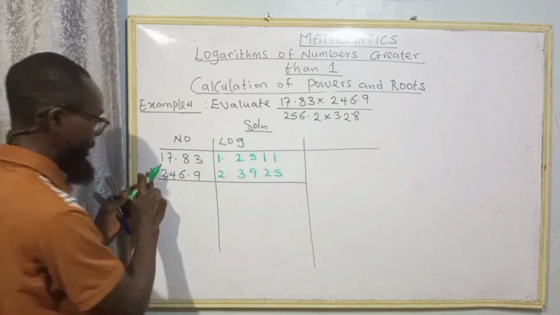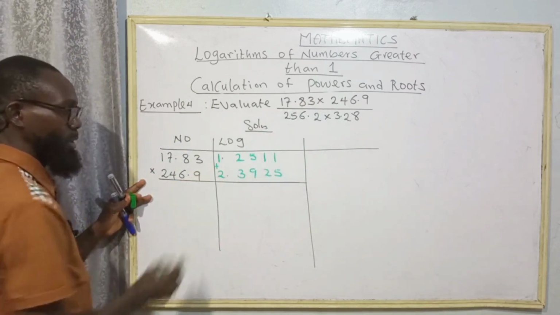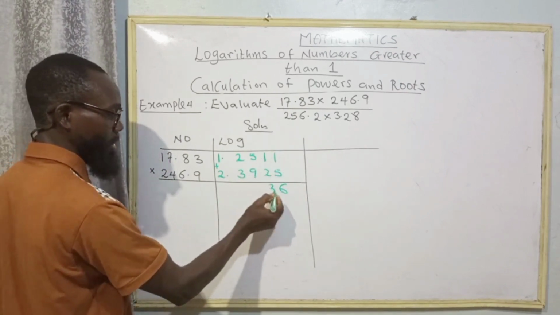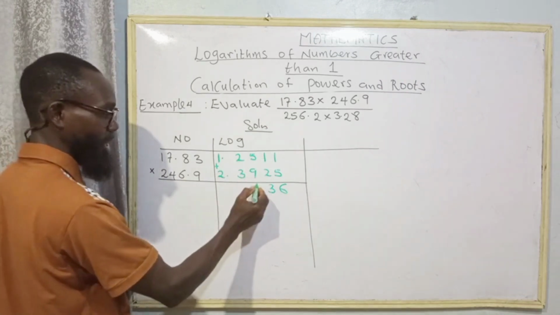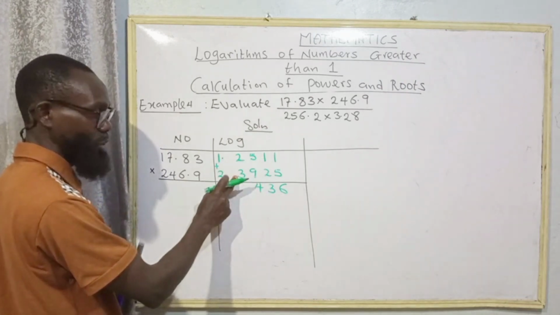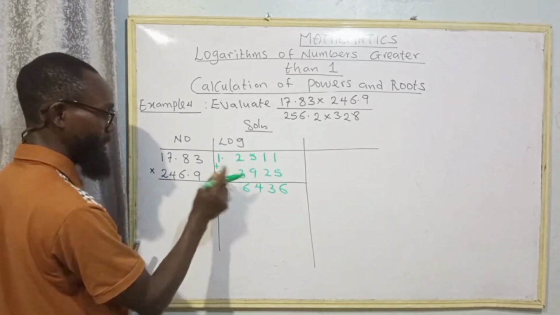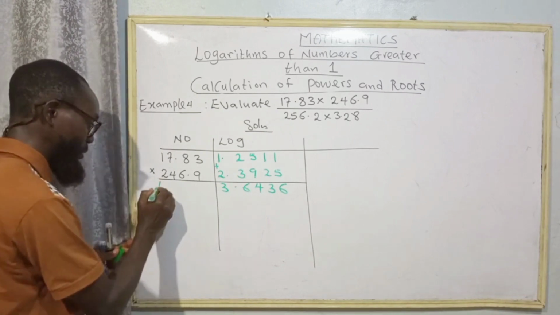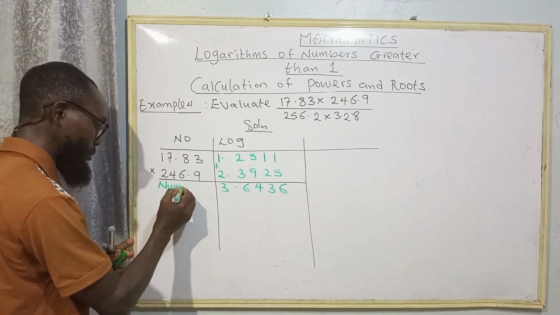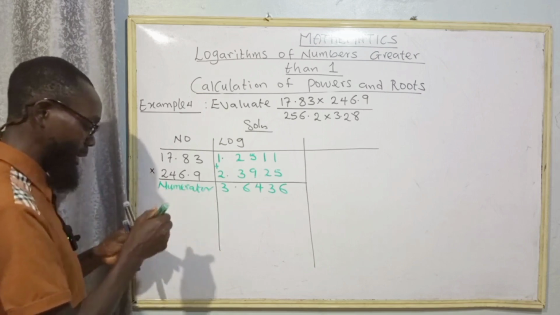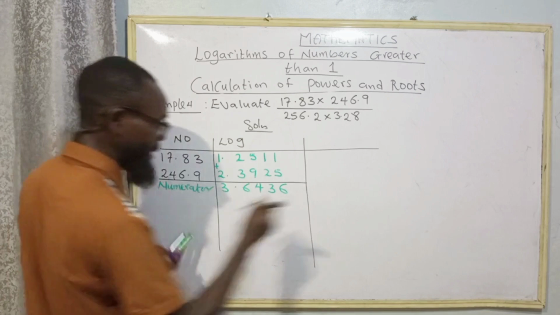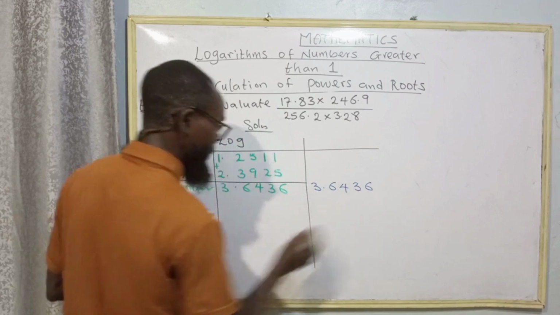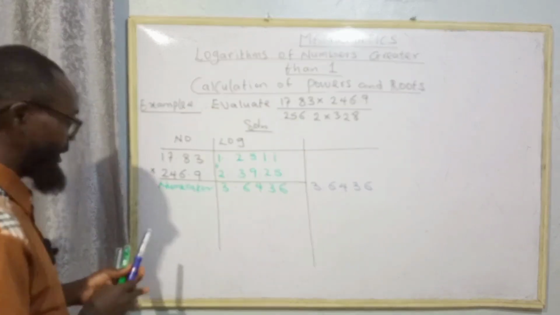Now this multiplication here we change to addition. So we have 1 plus 5, we have 6. 1 plus 2, 3. 5 plus 9, we have 14, 4 carry 1. 2 plus 3, we have 5, plus 1 we carry, 6. 1 plus 2, we have 3. This is the numerator. Let's take the value to the other side: 3.6436.